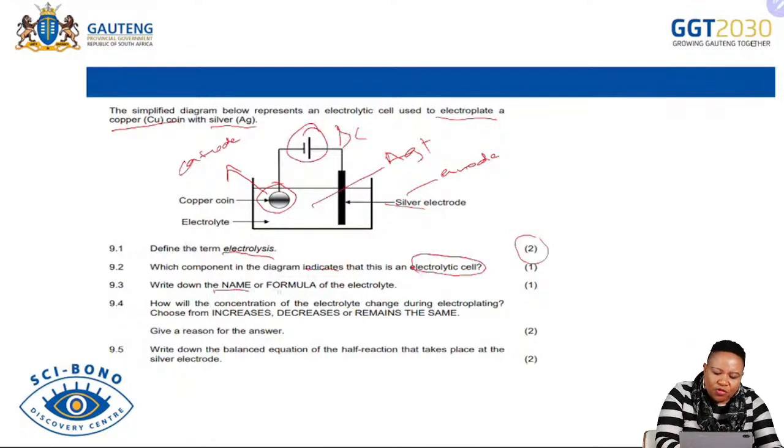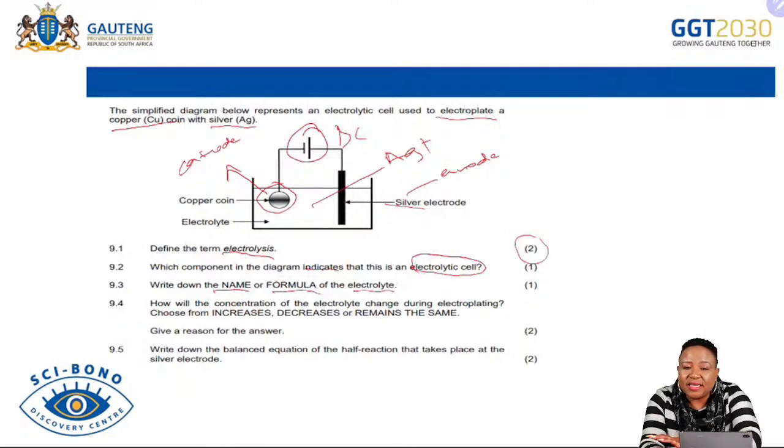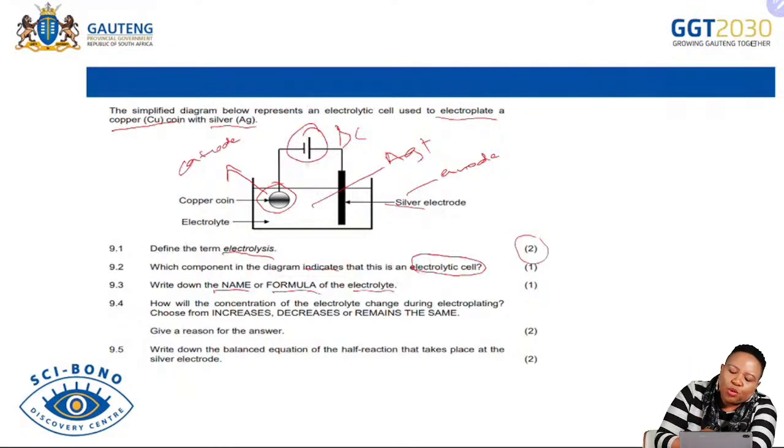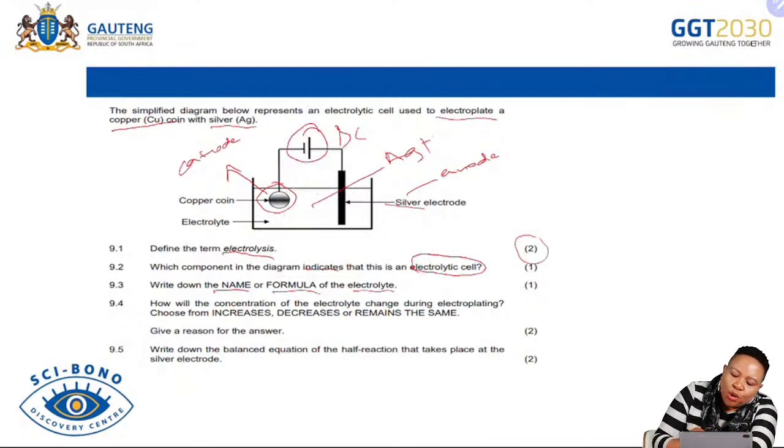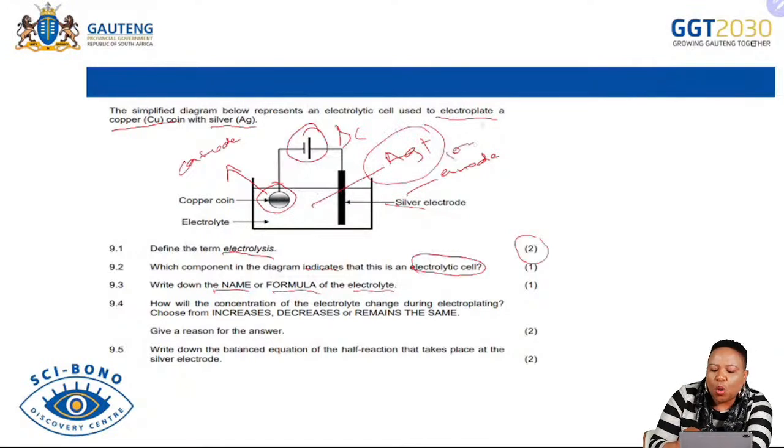Name or formula of the electrolyte. This also comes for the second time, as you can see. It means we need to be able to identify the electrolyte that will undergo reduction in terms of the electroplating. So we know that we can use silver ions, or we can use silver nitrate or silver ethanoate, just like the examples we had in our previous example.